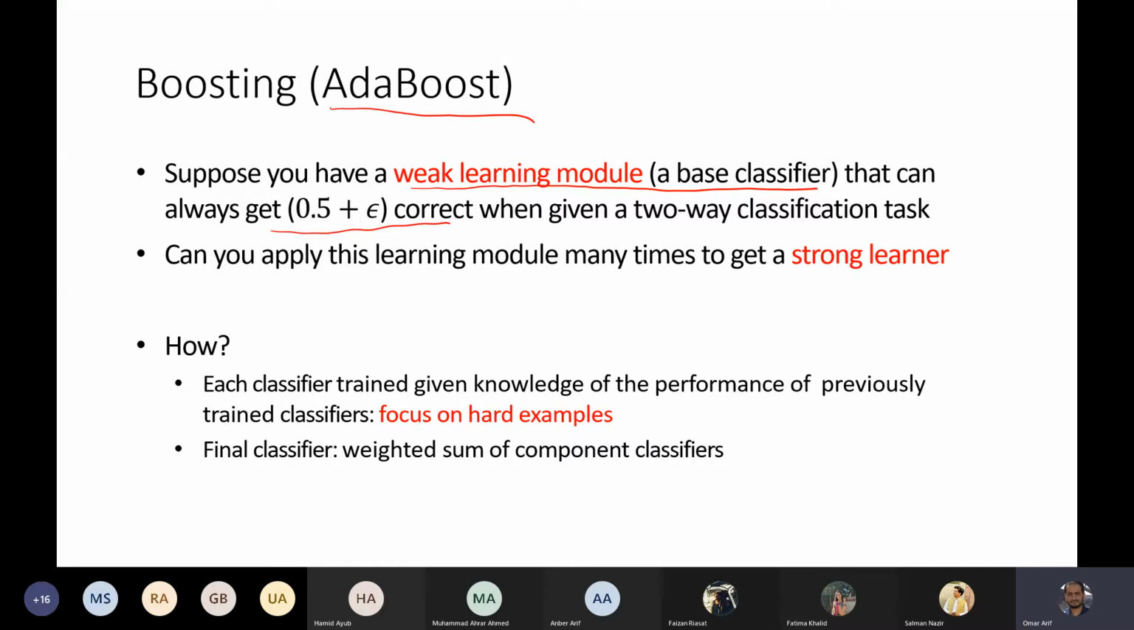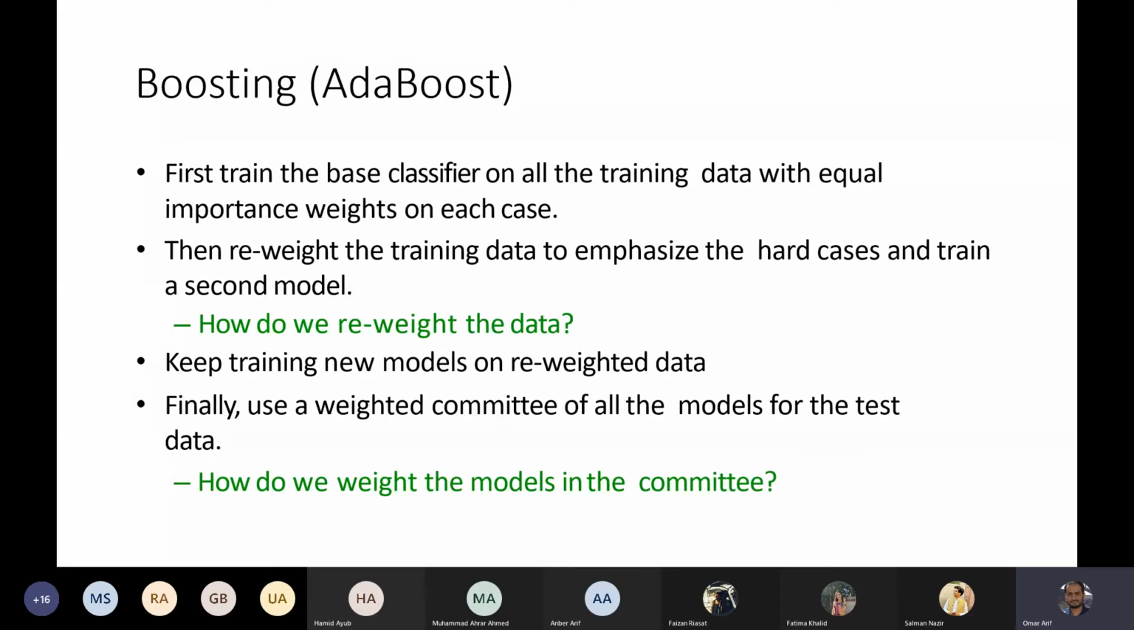And finally, the final classifier would be the weighted sum of the component classifiers. So at each round, I will be applying my weak classifier, and the final classifier would be based on the weighted sum of all the component classifiers. Okay, so let's go into the detail.